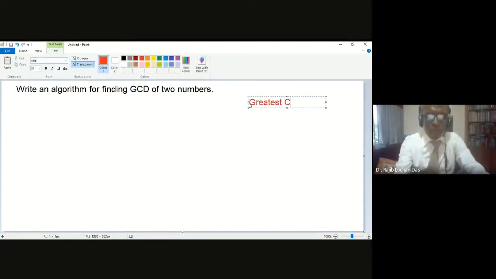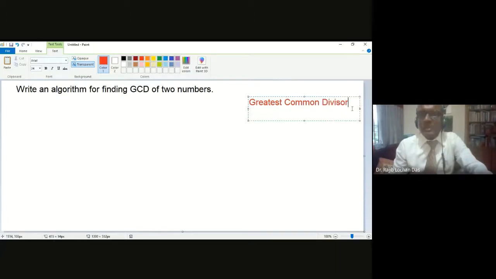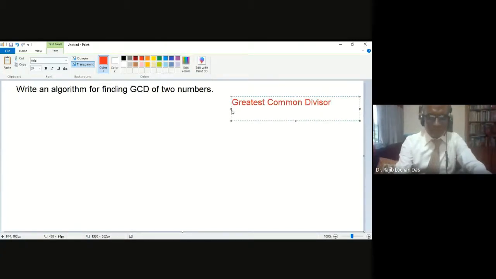So greatest common divisor in Bengali is called Goshagu. And another term is LCM. Sometimes it is called LCM. If it is LCM, then you will say least common multiple. And sometimes it is called HCF also. It is also the same thing.